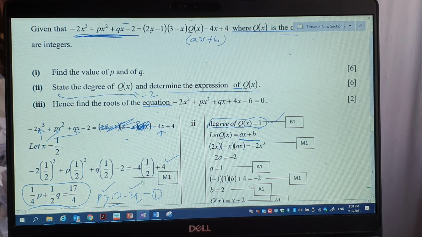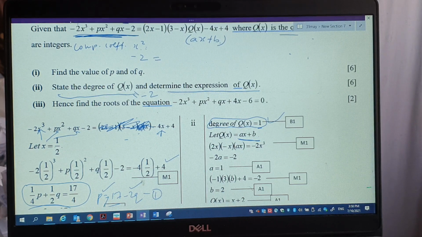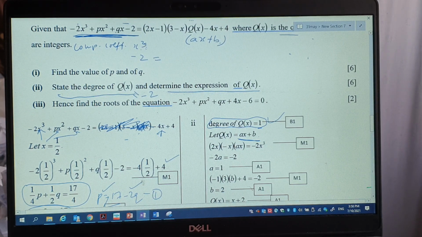Okay, so right now, can you see that if I want to compare coefficients of x cubed, I will have minus 2 on the left, and then on the right, I'll have 2 times this, which is minus 2, then times this a. Okay, so what is my a? My a is 1. Alright, you clear? That means now we know that it's actually x plus some number.